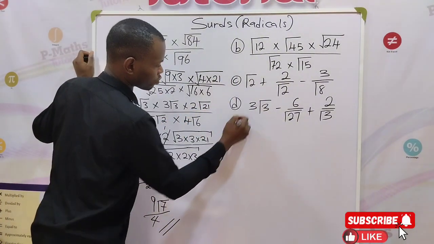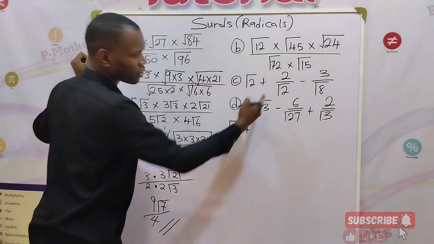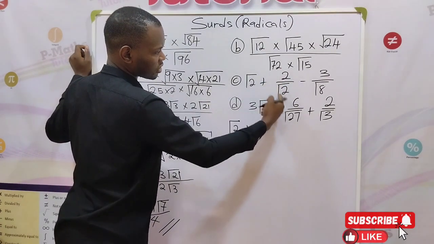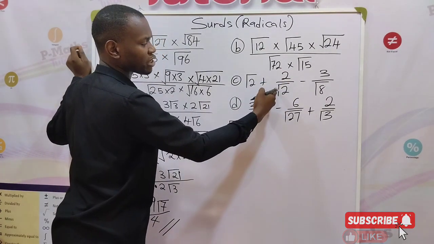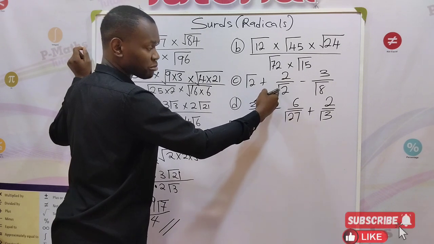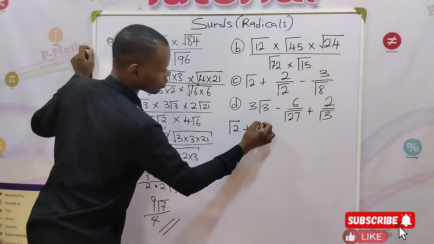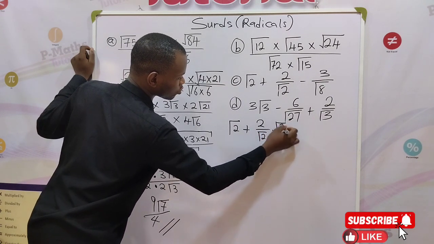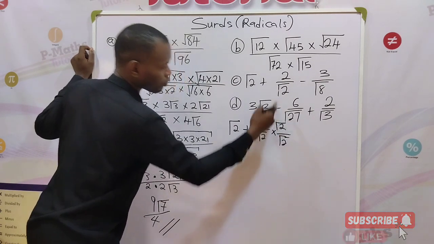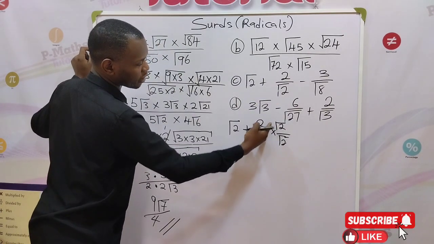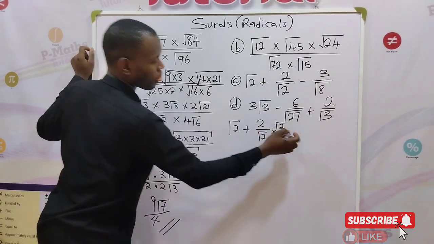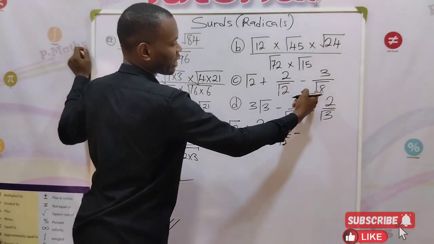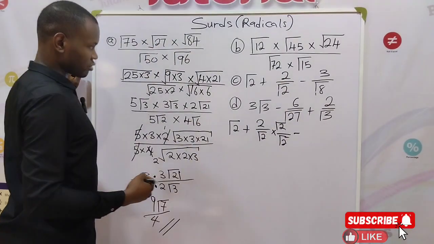I have the square root of 2 plus, we are going to rationalize this one since it is irrational. Whenever you have a square root of a number as a denominator, it is irrational. So we are going to say 2 over root 2 times 2 over root 2. I will use this denominator to multiply up and down for this one only. Minus, let's simplify it first. Let's simplify it outside.